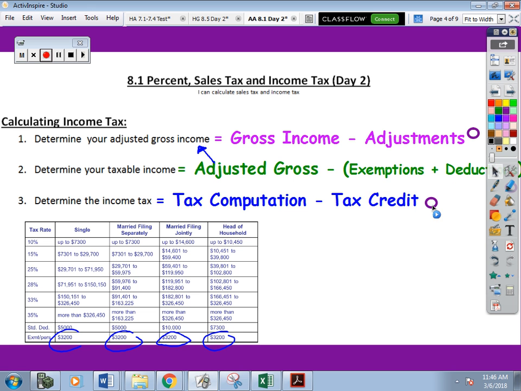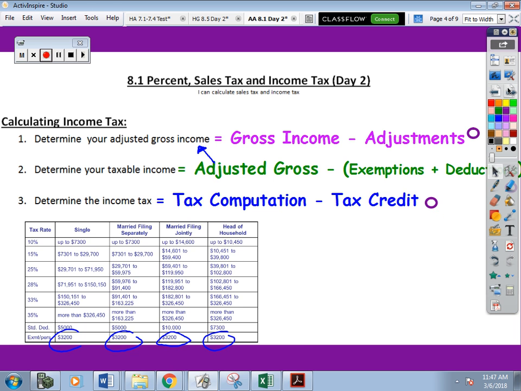Then the last thing you'll do is determine how much income tax you owe by computing your tax computation, which we'll talk about, and that uses this chart and these percentages. And you always subtract your tax credit at the end if you have one. The hardest part of this is step 3. And it's not that hard, but if you don't pay attention, you will be lost. It's just multiplication and addition, but you want to pay attention.